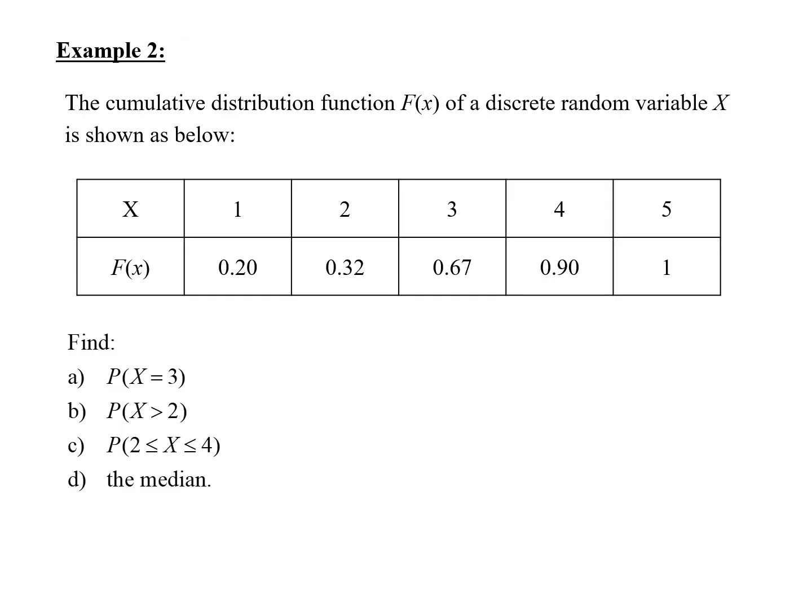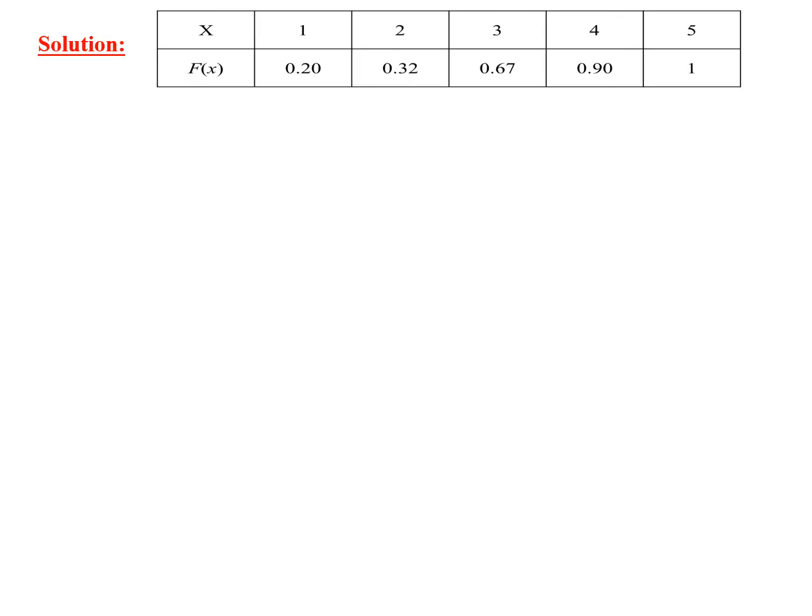Example 2. The cumulative distribution function, that is capital letter F, of a discrete random variable X is shown as below in the table. Find the probability X equal to 3, probability X is greater than 2, probability X is less than or equal to 4, greater than or equal to 2, and the median. Let's look at the solution.